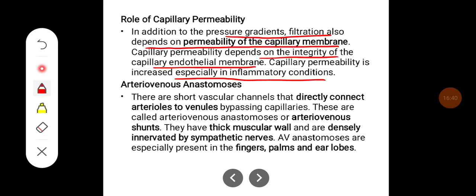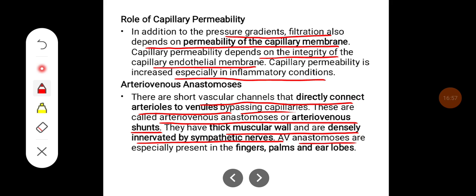Arteriovenous anastomosis. There are short vascular channels that directly connect arterioles to venules, bypassing the capillaries. These are called arteriovenous anastomoses or arteriovenous shunts. They have a thick muscular wall and are densely innervated by the sympathetic nerves, and AV anastomoses are especially present in the fingers, palms, and earlobes.